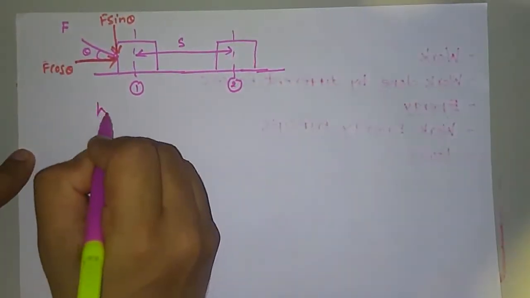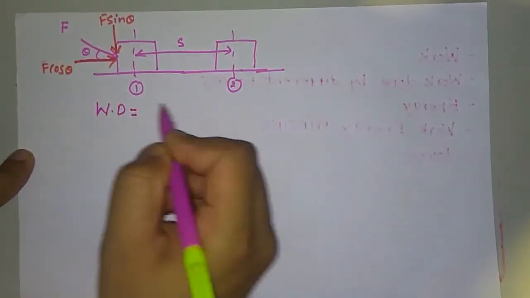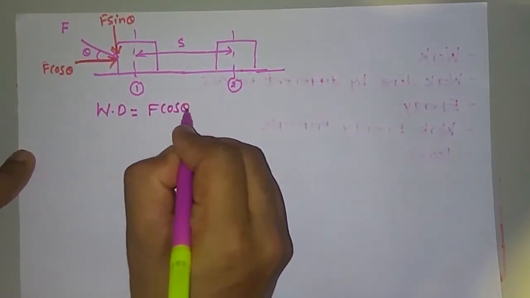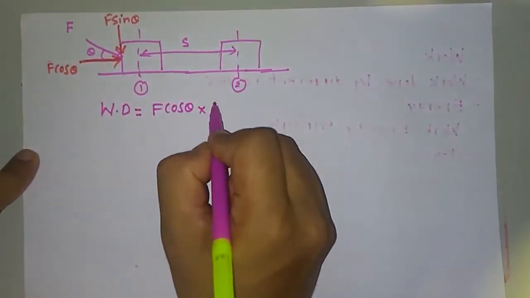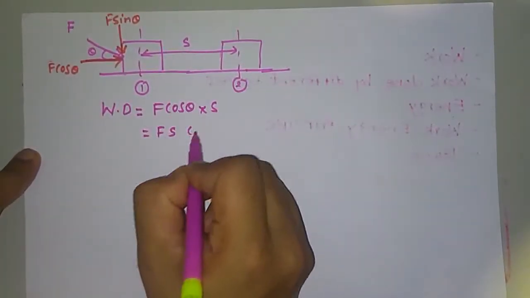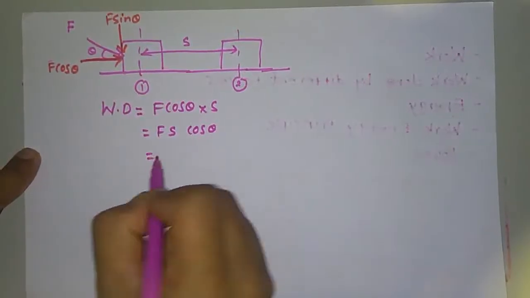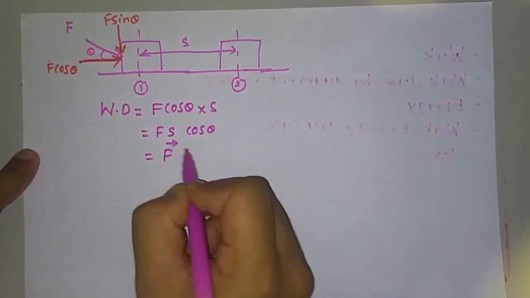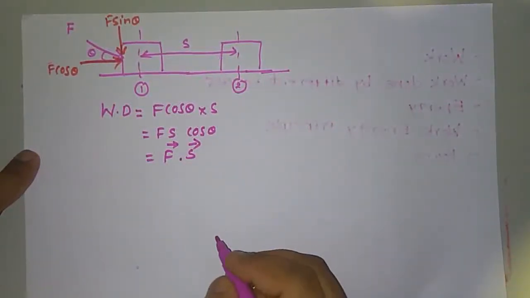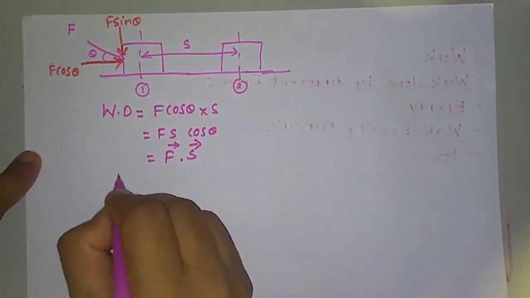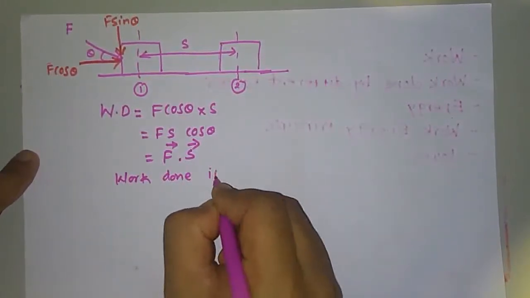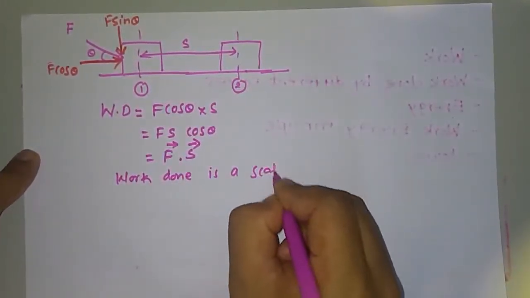So how can we write? Work done is equal to F cos theta into S. So we can write this as F vector dot S vector, F S cos theta. So we say that work done is a scalar quantity.